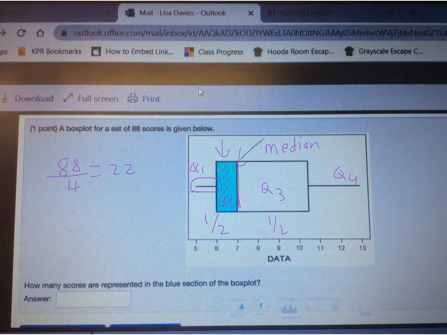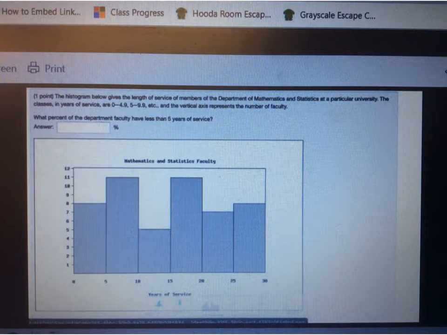Now, let's go over to the next question here. In this question, the histogram gives the length of service of members of the departments at a particular university. So how they've broken it up is 0 to 4.9, 5 to 9.9, etc. And this vertical line here represents the number of faculty. The question: what percent of the department faculty have less than 5 years of service?